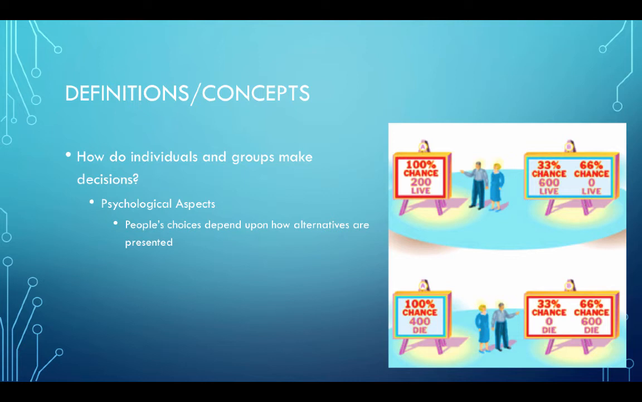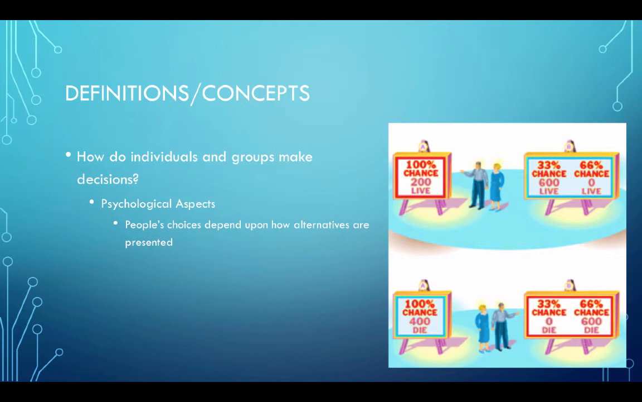Now let's look at the lower case. In the lower case, if we choose A, there's a 100% chance that 400 people are going to die. If we choose B, there's a 33% chance that 0 people die and a 66% chance that 600 people die. And in this particular context, the total number of people we're talking about is 600. So depending on an individual's aversion to risk and somewhat of an understanding of probability, this is a very difficult decision for many people to make. I too would find it difficult.